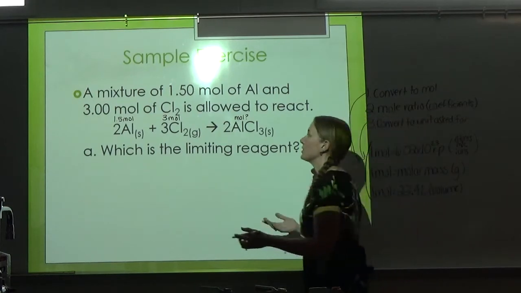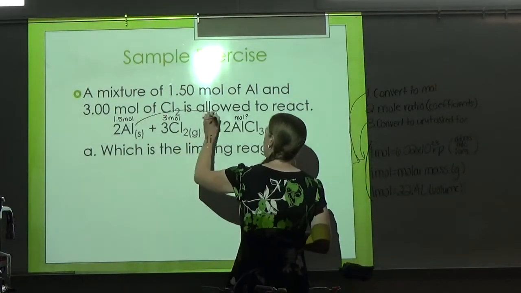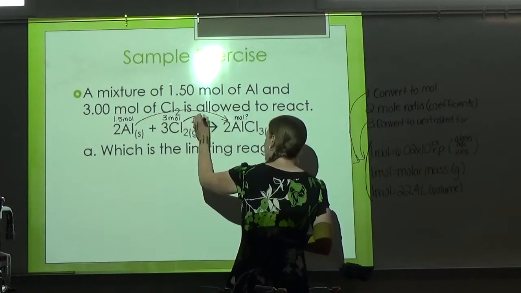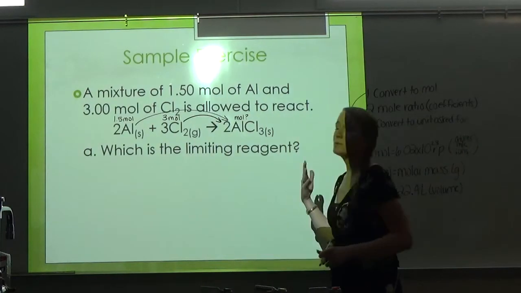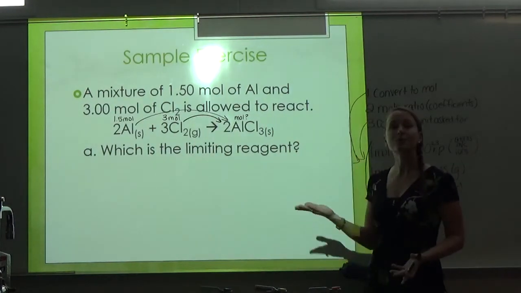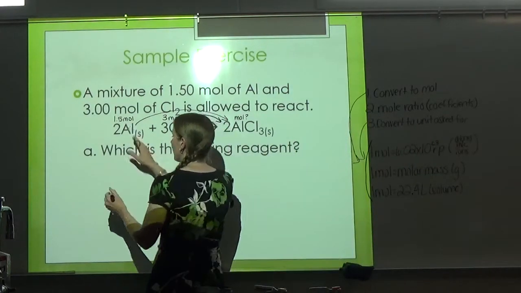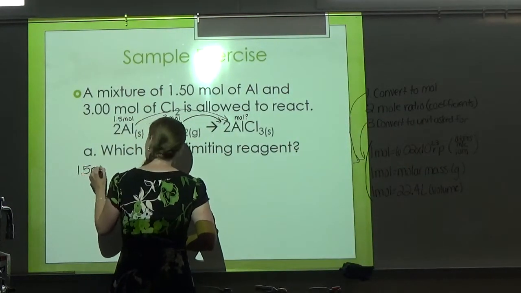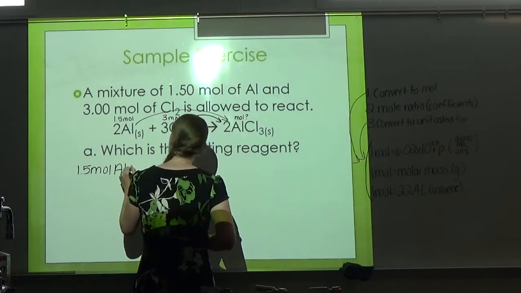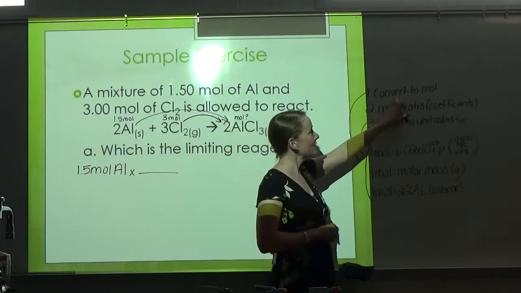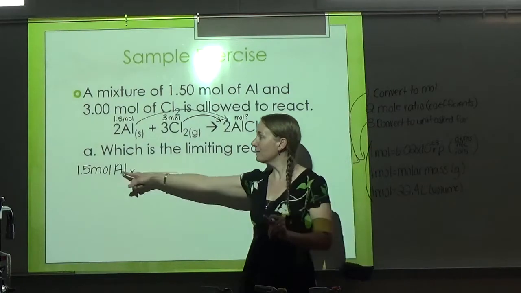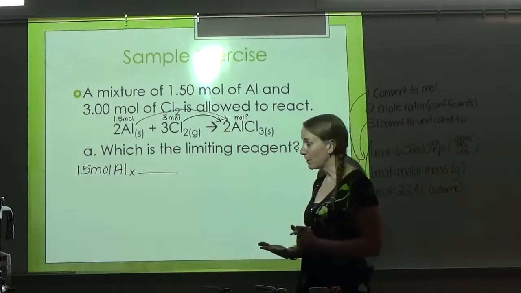So I need to start with aluminum and go to my product, then start with chlorine and go to my product, and then remember we always pick the lowest because that's when the limiting reagent runs out. So I'm going to start with my aluminum. So I have 1.5 moles of aluminum. And so step 1 is to convert to moles. However, I already have moles, so I can skip step 1.